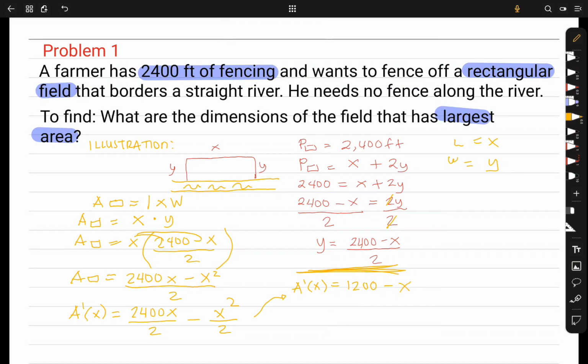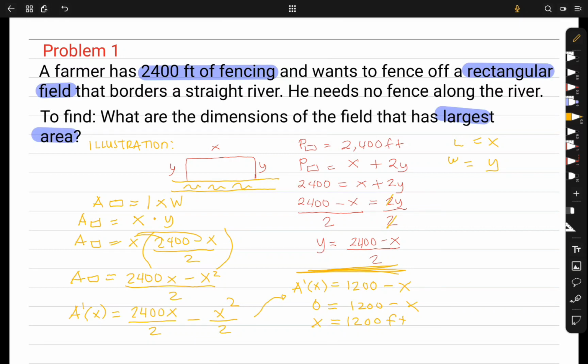Then, after natin nga mag-derivative, equate natin daw kay 0. So, 0 is equal sa 1,200 minus x. Siyempre, si x lipat natin sa left side. So, x is equal sa 1,200. Ano yung unit natin? That is feet. Kasi naka-feet tayo kanina.